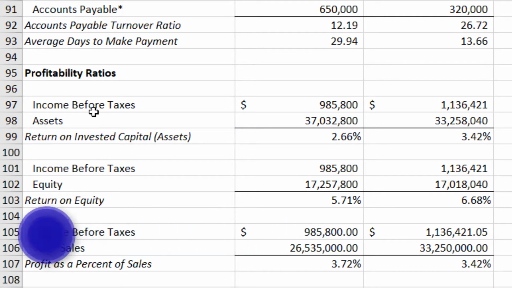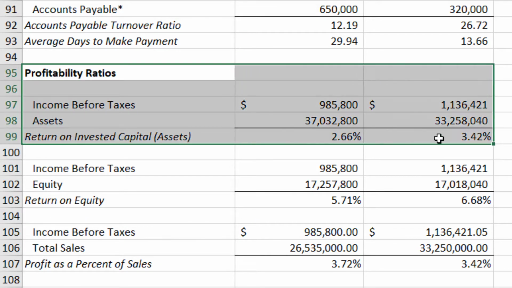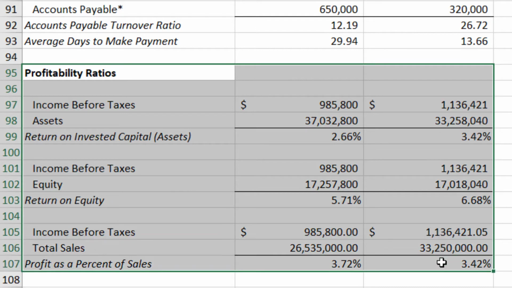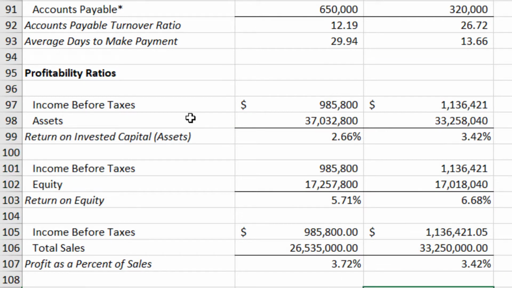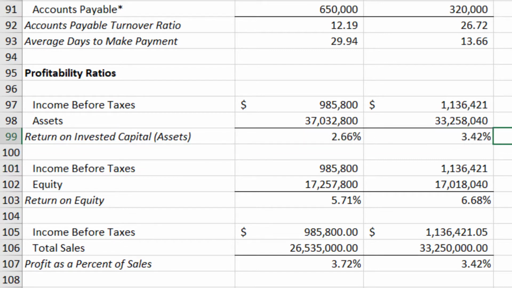Alrighty, it's time to study some profitability ratios, and we're going to talk about some caveats to these profitability ratios in addition to talking about them, and give you some variations on these things. The first one is the return on invested capital, or the return on assets. Sometimes we see it called the ROIC, or we might call it the ROA for return on assets.